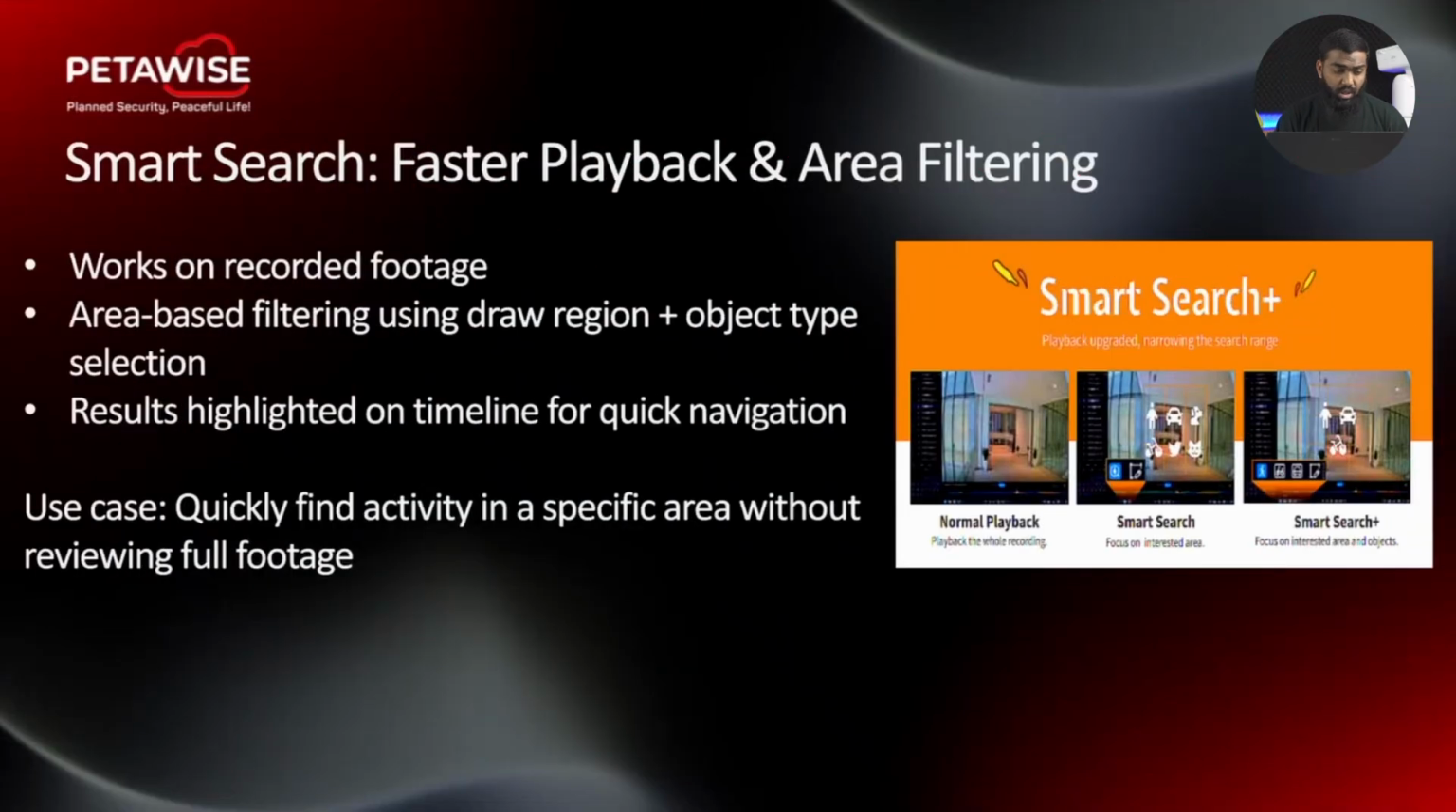Now let's speak about our first topic, that is smart search. What is smart search? We will see how smart search works, and what things we need to set up to make smart search work, as it only works on recorded footage. We will see how we can do area-based filtering using the draw region option and selecting the object type. And we will also see how the results are highlighted in the timeline so we can do quick navigation.